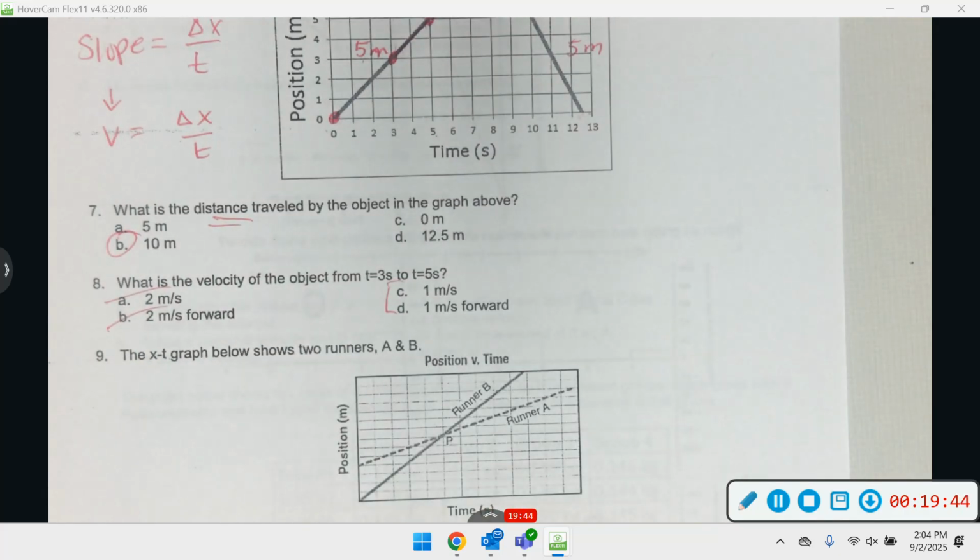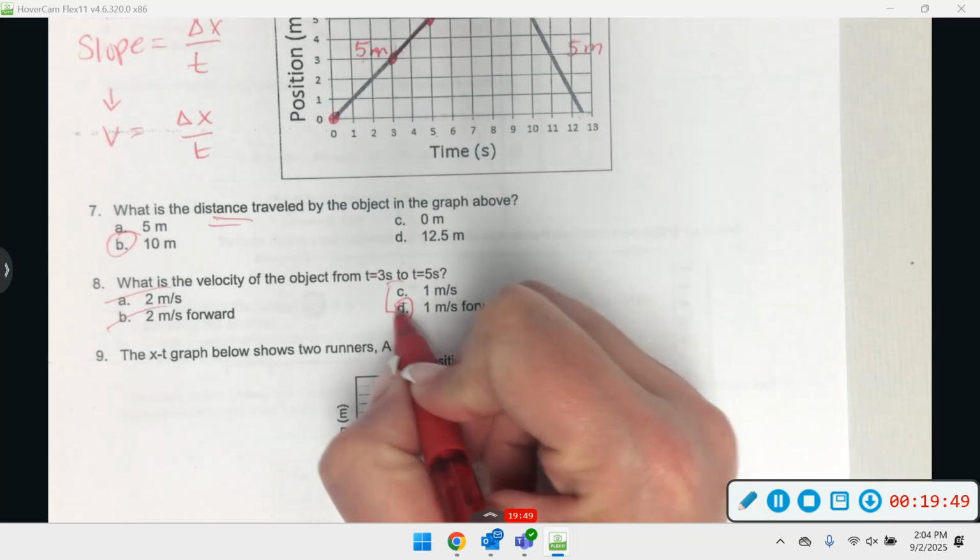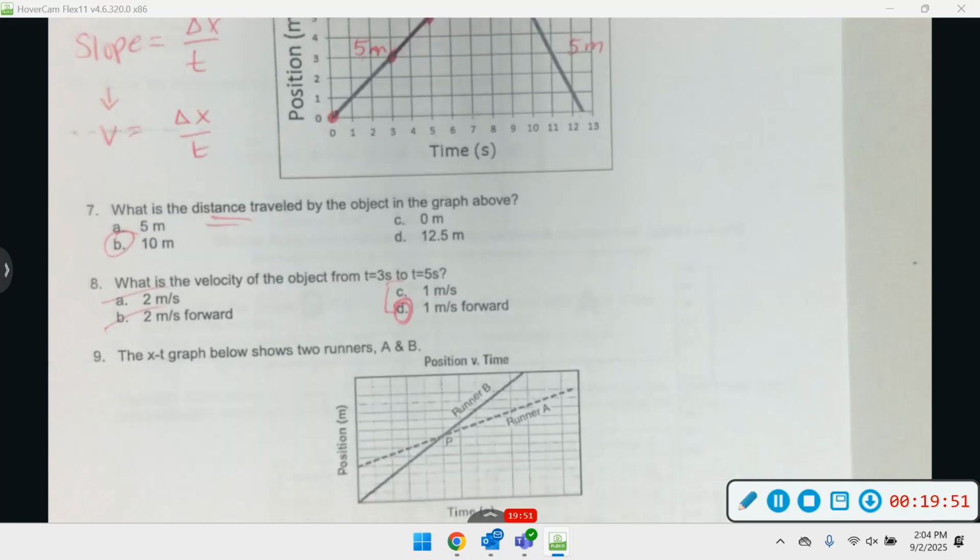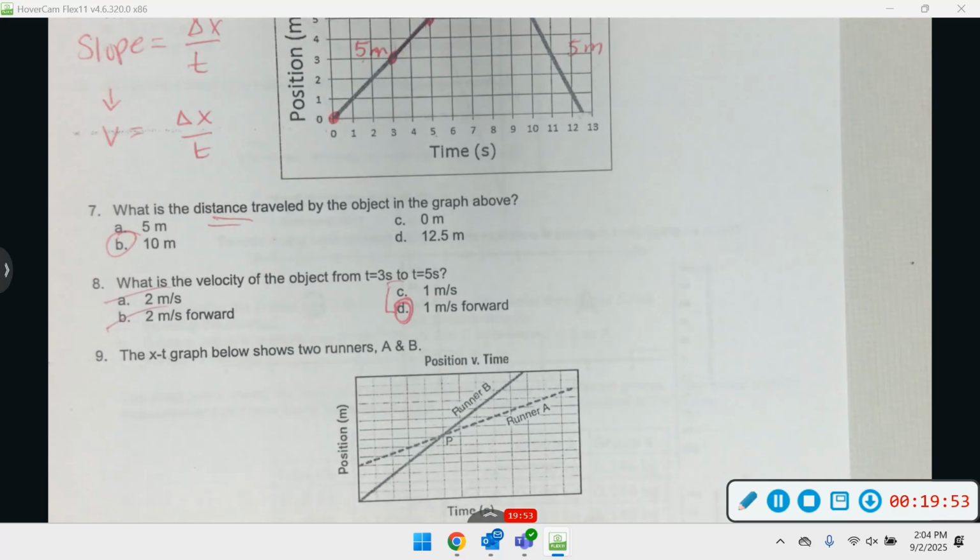Velocity is a vector, it needs a direction. So it's not going to be C. I need to also specify which way. The answer to number 8 should be D. Questions about number 8? Okay.